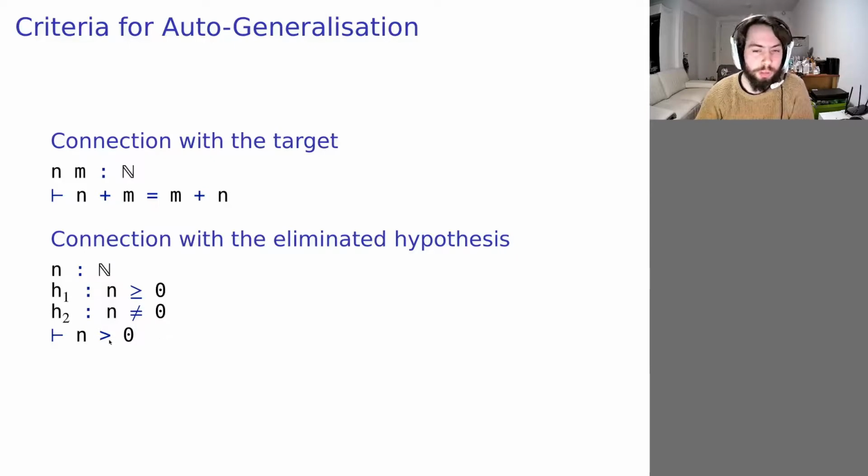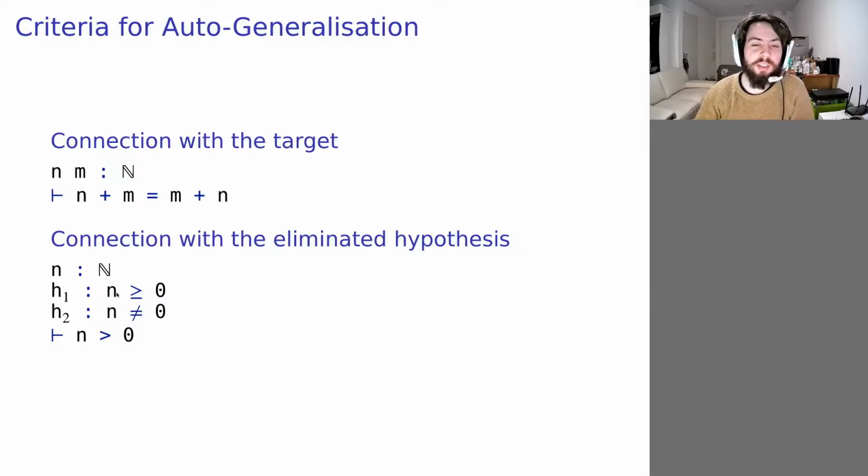Obviously H2 does not appear in the target, so the first condition doesn't apply, but H2 involves a term that also appears in H1. And more specifically, H2 involves something that appears as an index in H1. And these terms are usually interesting because when we do induction on this statement here, we are likely to learn something about the indices of this greater than or equal relation. And we're likely to learn something about this n.